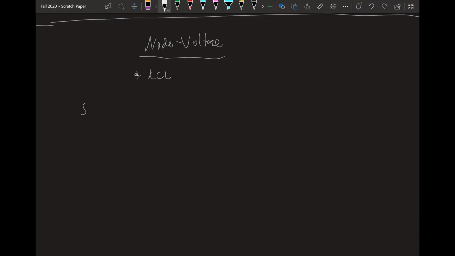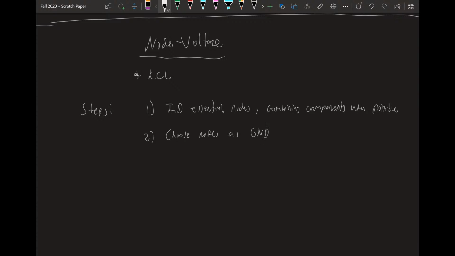The steps I take for node voltage. Step 1. I'm going to identify all my essential nodes. And that means nodes that I can't get rid of. And I get rid of them by combining components when possible, to make my life easier. Okay. Step 2. I'm going to choose a node as ground. I'm going to assign that node as voltage 0.